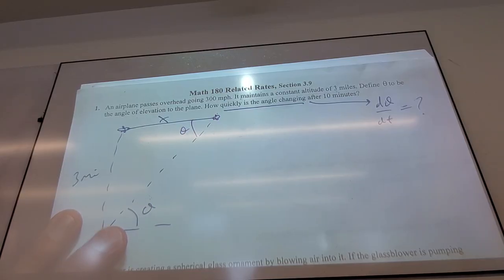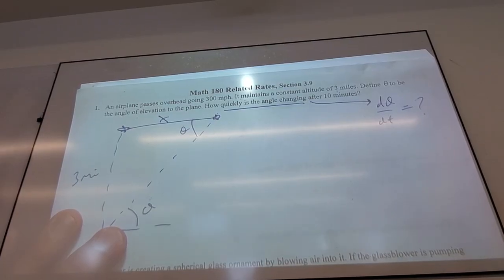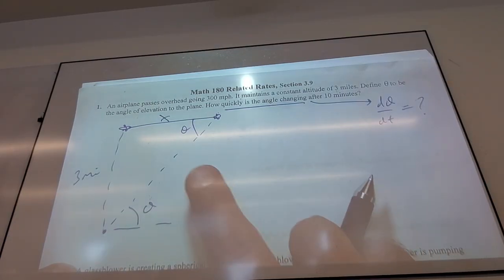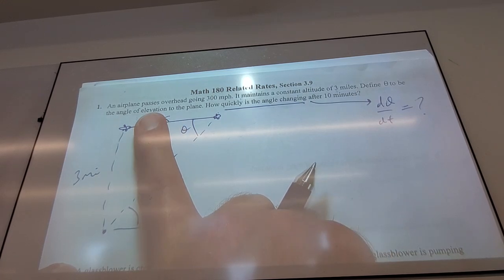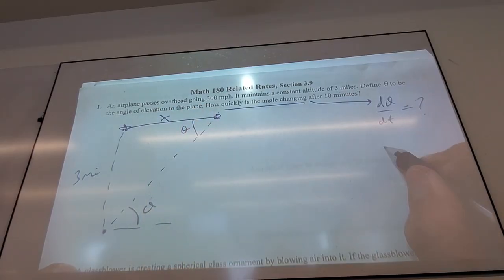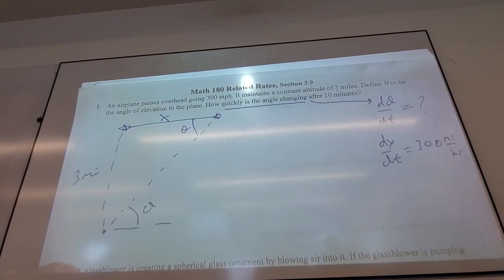What's the only other variable in my picture? Yes, so what's the only other variable in my picture? x. Do I know how much that's changing over time? Yes, I do. I know exactly how much it's changing over time. Yeah, 300 miles an hour. So what's the symbols? dx/dt is 300 miles per hour. Okay.